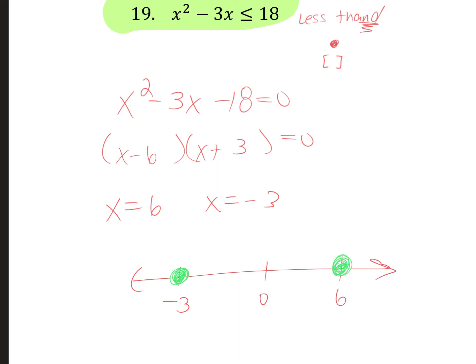But since at the beginning we said this is a less than, that means we're going to color in the middle. So where can I shade? I already know where I can shade: in the middle here. Now, how can you check that? Plug in 0. If it works, you did it right. If it doesn't work, then it's the outsides.